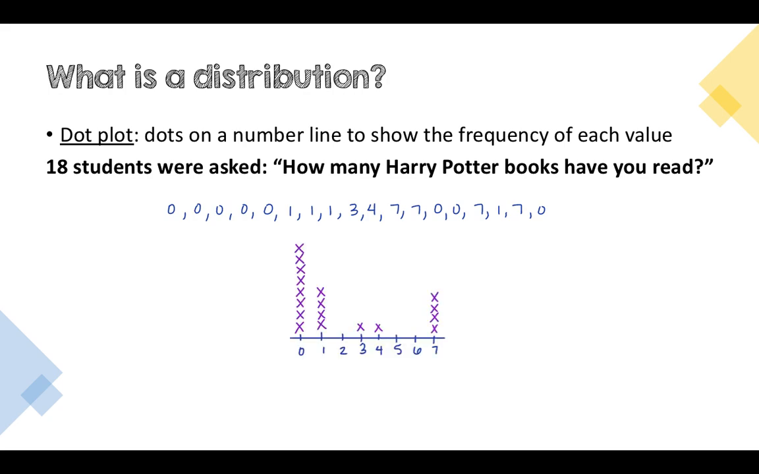So we make a number line, and then it's just showing, this is using X's instead of dots, but it's the same thing. It's just showing the frequency of each value. So for example, for 0, there's 1, 2, 3, 4, 5, 6, 7, 8 zeros. So we have 8 marks at 0. It's showing the frequency of those values.